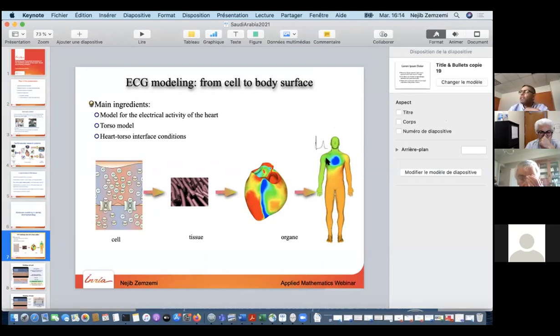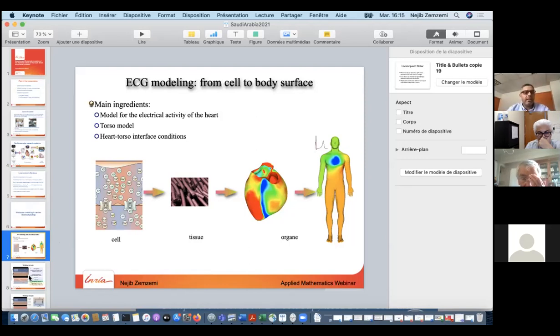The ECG is the main tool, I would say the most widely used tool, to make the diagnosis of the heart. If you have a heartache, you go to the medical doctor. The first thing is measuring an ECG to make a diagnosis. So this is why we are interested to go to the body surface. But in order to generate this electrical wave on the body, there is a phenomenon at the cellular level that gives you this electrical activity.